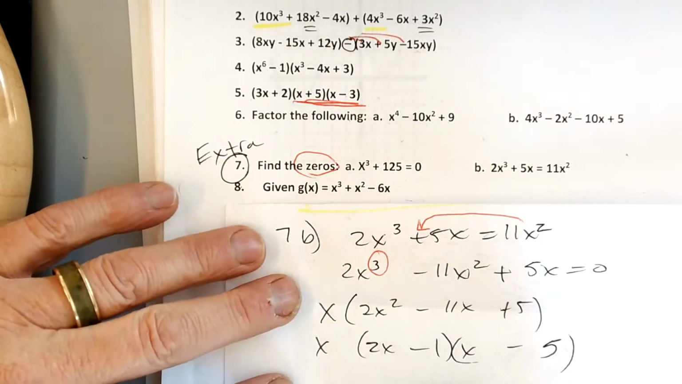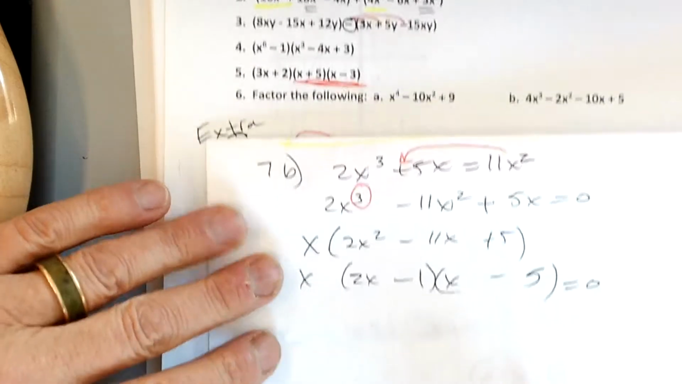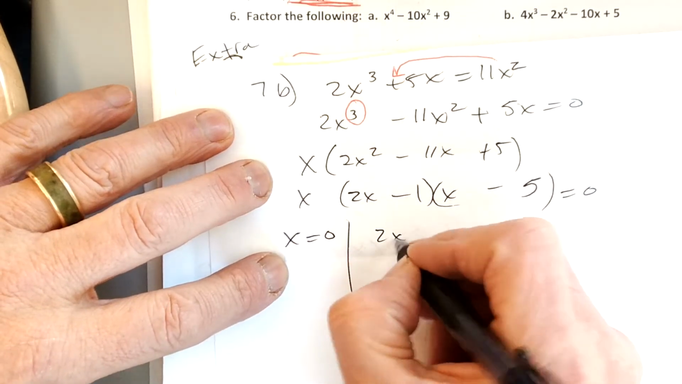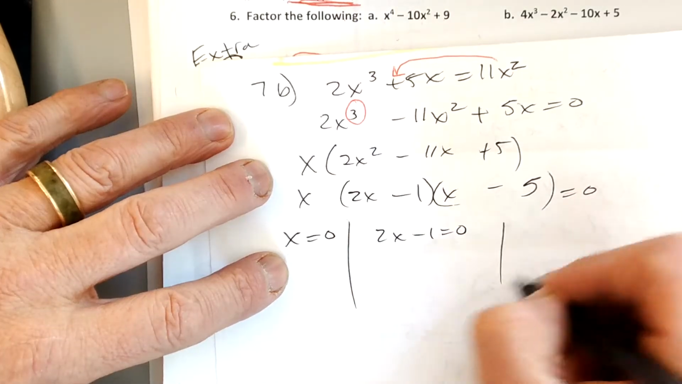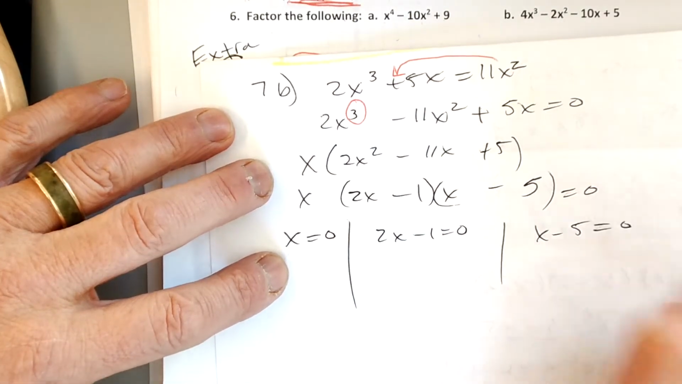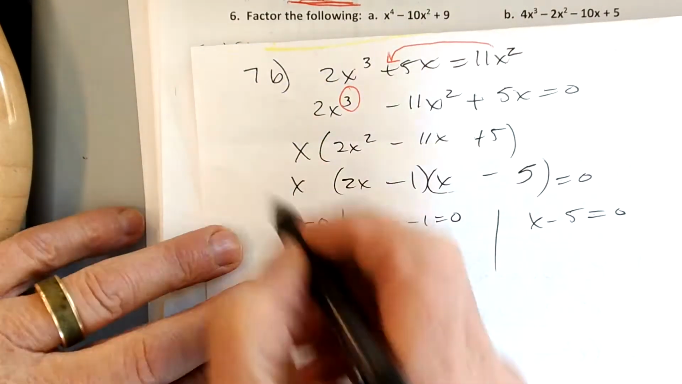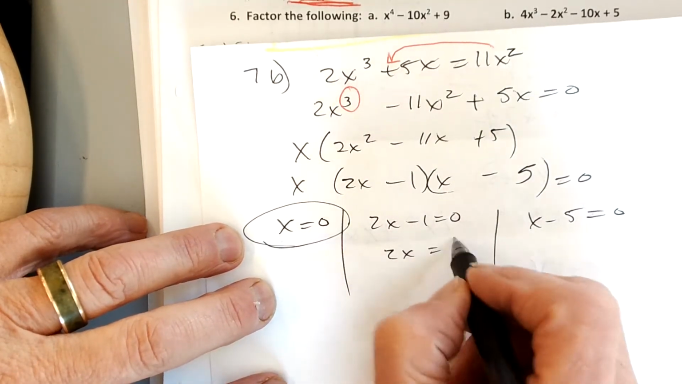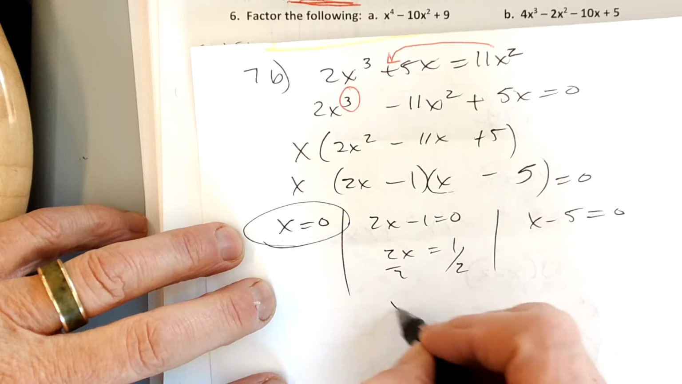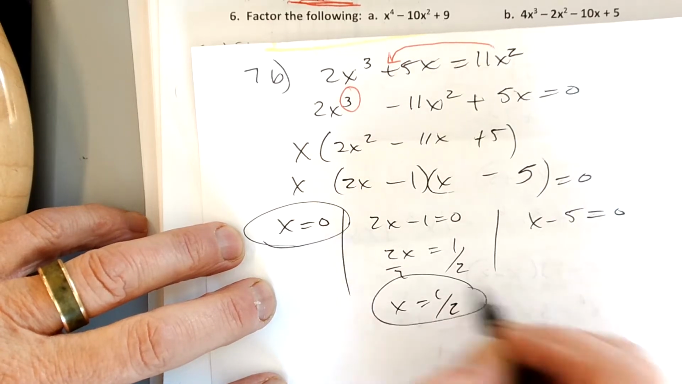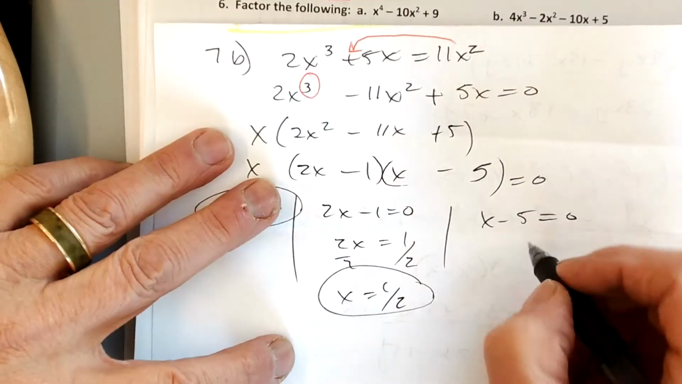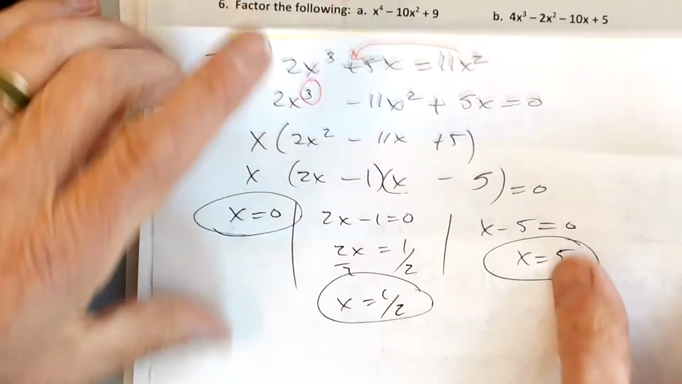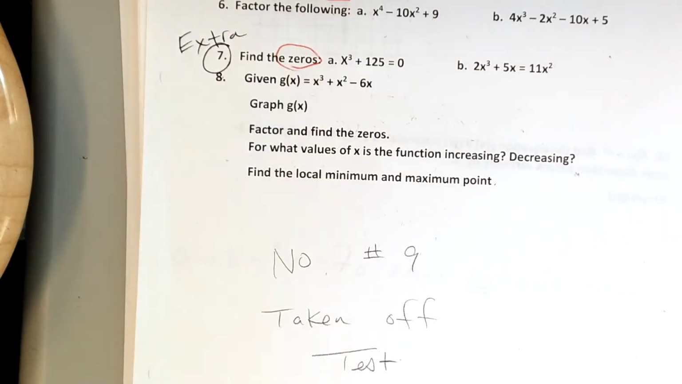So then I have my mini equations. My mini equations are x equals 0, 2x minus 1 equals 0, and x minus 5 equals 0. Well, that one's done. Boom, there's one answer. Here we'll go plus 1, divide by 2, divide by 2. We get 1/2. There's my second answer. Plus 5, and there's my third answer. All right, we're moving along. We're getting this done.